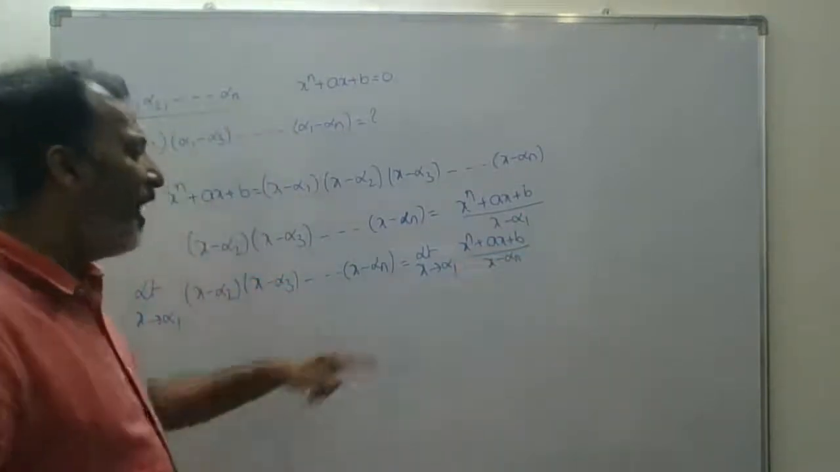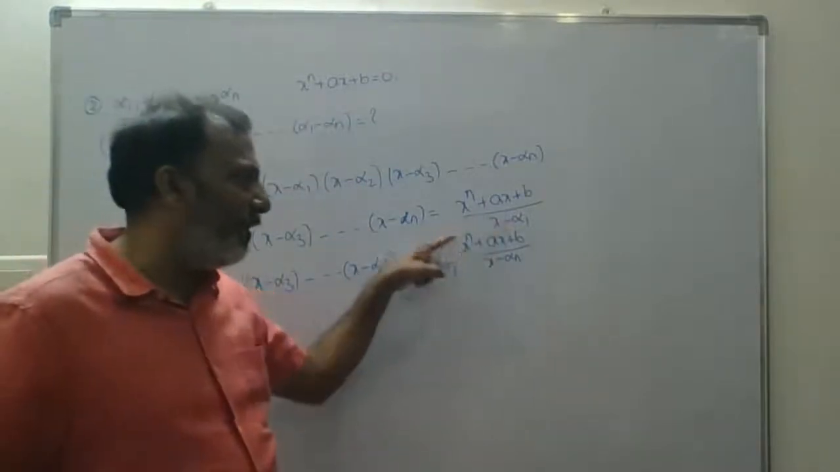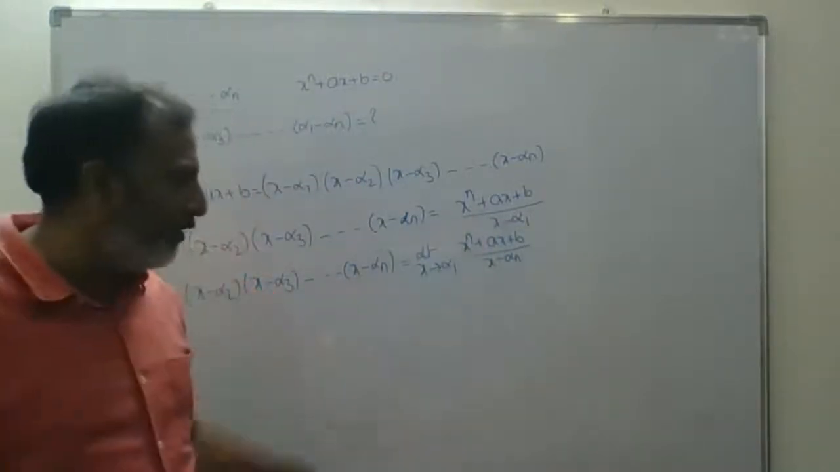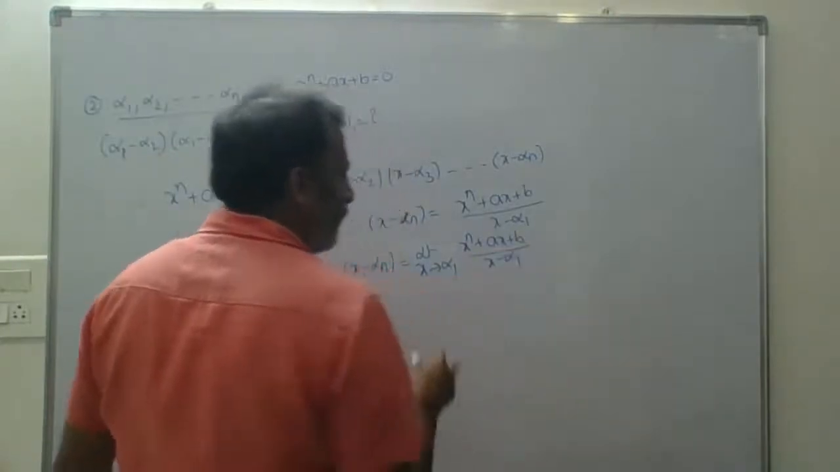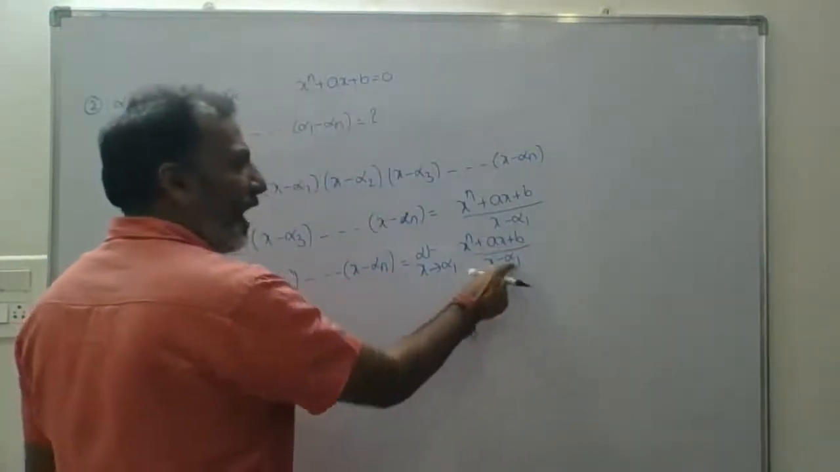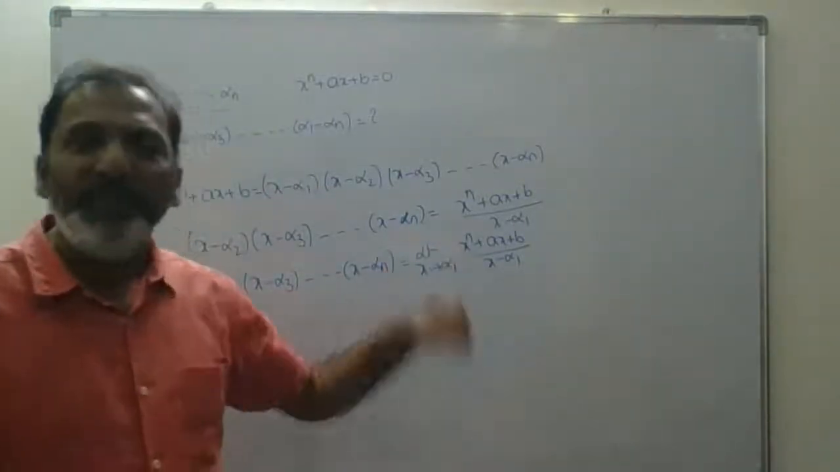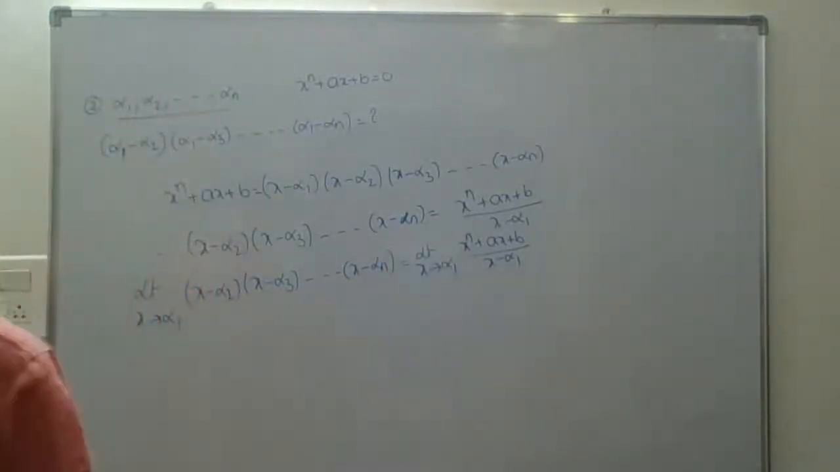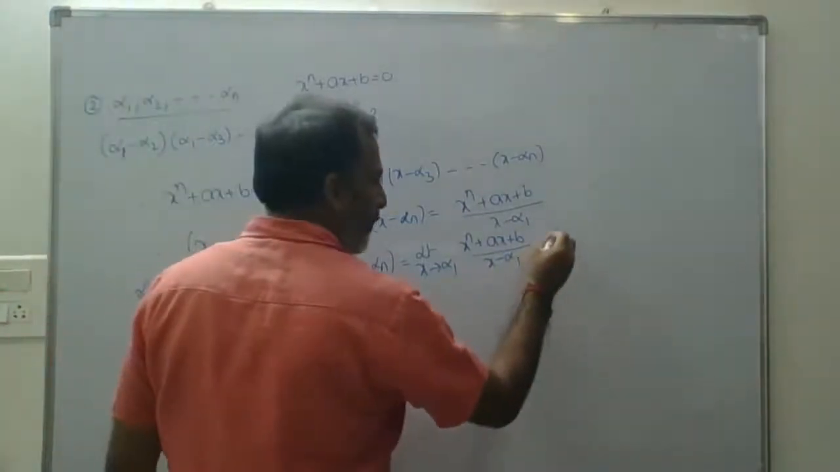Since alpha 1 is a root of this equation, if you put x is equal to alpha 1, the numerator is 0. And the denominator is also 0, because if you put x is equal to alpha 1, alpha 1 minus alpha 1 into 0. So it is in the form of 0 by 0. If it is 0 by 0 form, immediately we will apply L'Hopital's rule. Differentiate numerator and denominator separately.